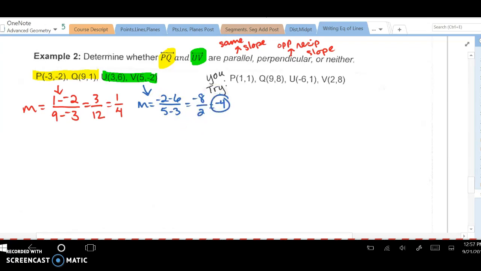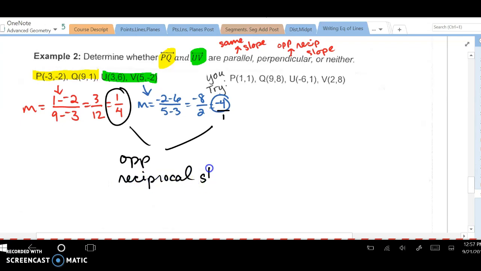So we have negative 4 to compare with positive 1/4. Are those the same slope, opposite reciprocal slope, or neither? It looks to me like those are indeed the flip of one another. They are opposite reciprocal slopes. Therefore, or we'll just draw an arrow. Okay, therefore, these guys have to be perpendicular.